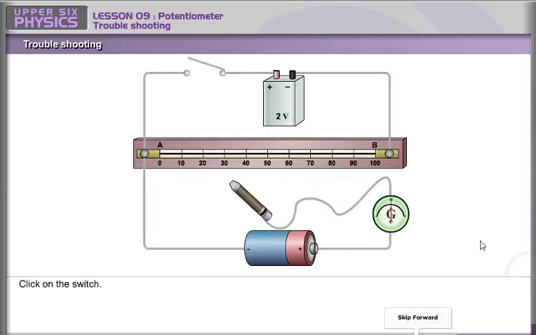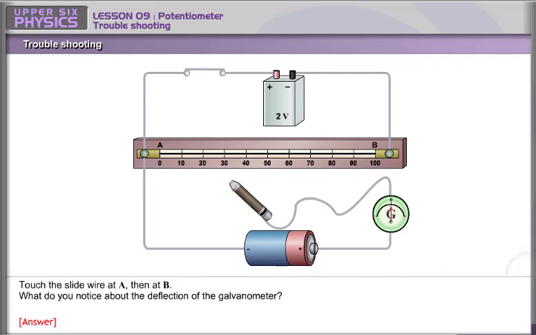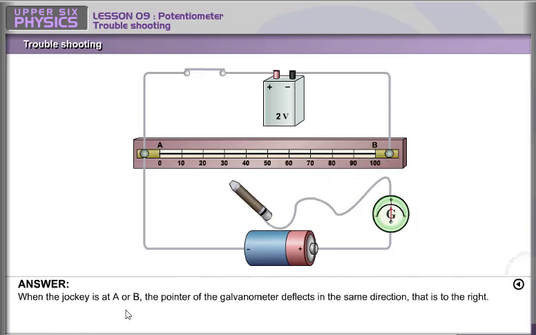Click on the switch. Touch the slide wire at A, then at B. What do you notice about the deflection of the galvanometer? Answer. When the jockey is at A or B, the pointer of the galvanometer deflects in the same direction, that is, to the right.